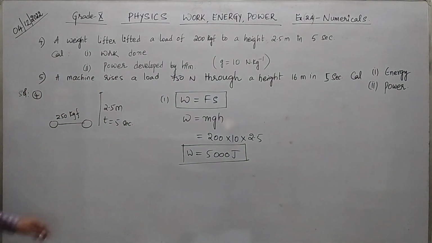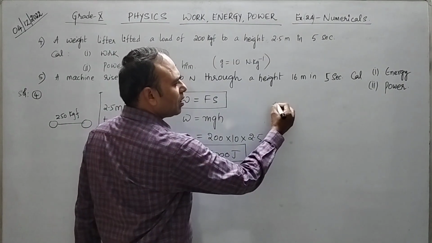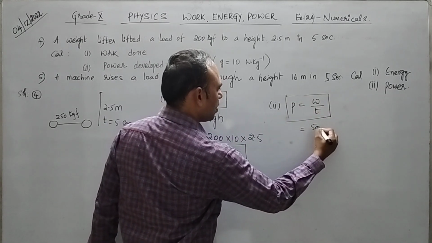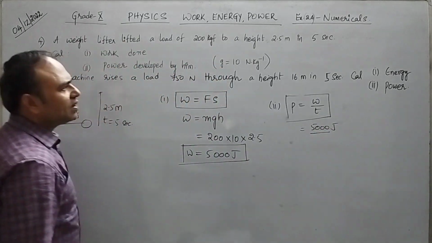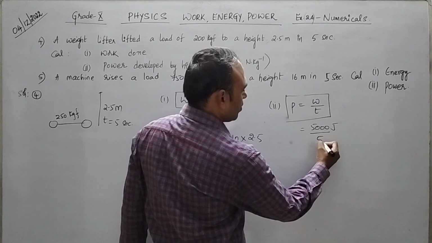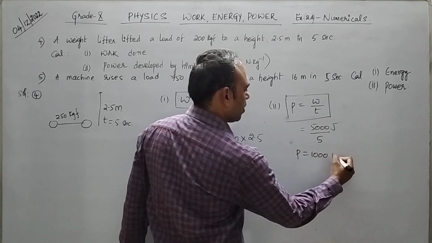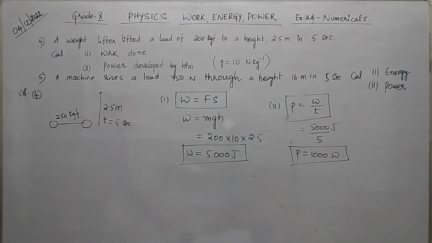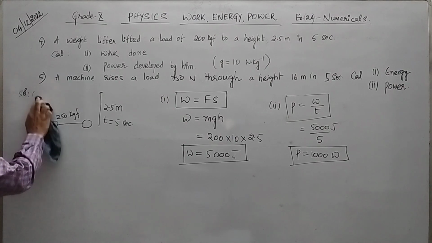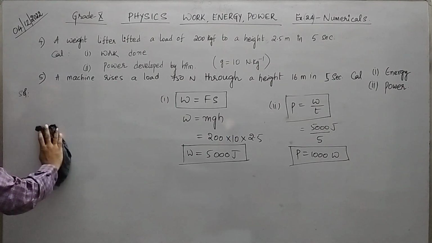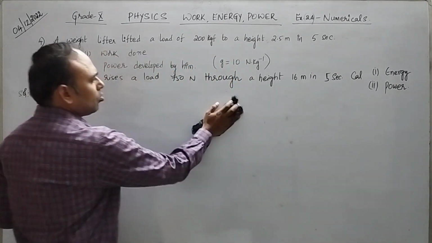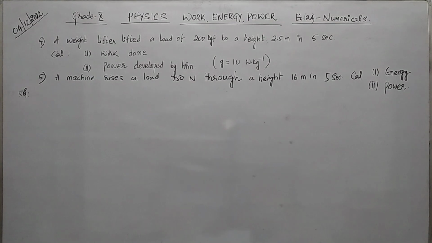Now second question is, what is the power developed by him? So what is the formula used for power? Work by time. How much work is done? 5000 joule. And what is the time taken? That is 5 seconds. So power is 1000 watt. Hope you are able to understand question number 4. Now if you take question number 5, see, you try that and then only check with the solution. Use only 1 minute to calculate. You can stop the video and then solve. After that, check with the solution.